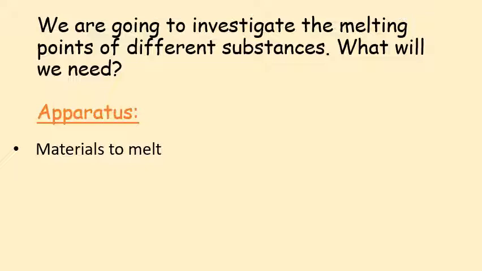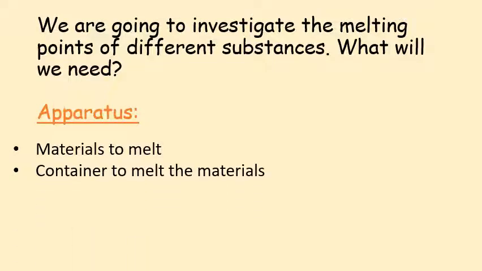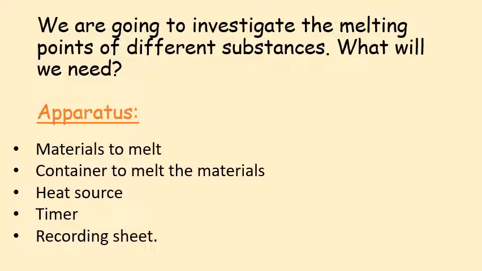So we're going to need some materials to melt. Now you could use ice or butter or chocolate or cheese like in the last slide. You could also use wax, would work as well. We're also going to need a container to melt the materials. So this could be a saucepan or a bowl. We're going to need a heat source. Now this could be a hob or it could be a microwave.